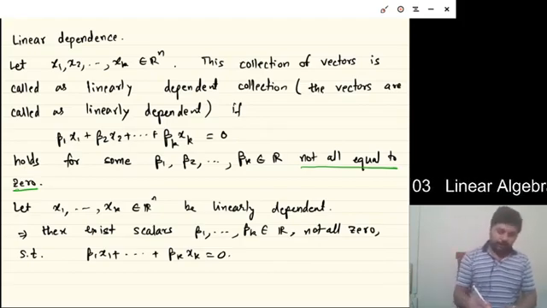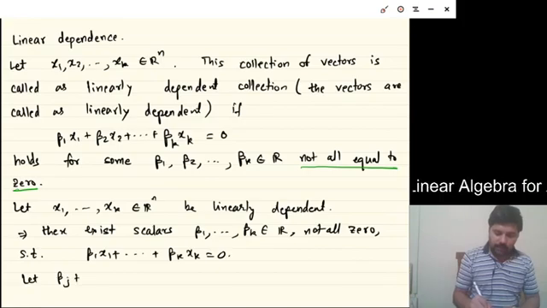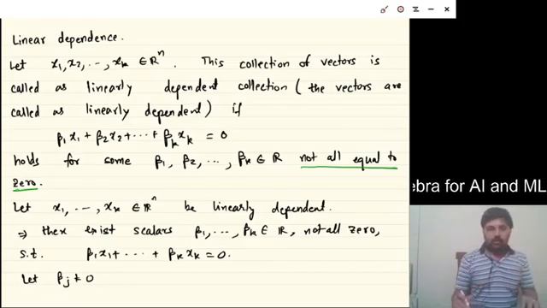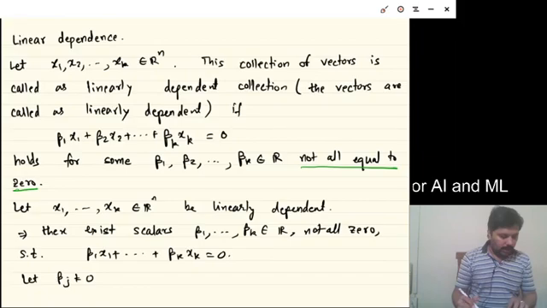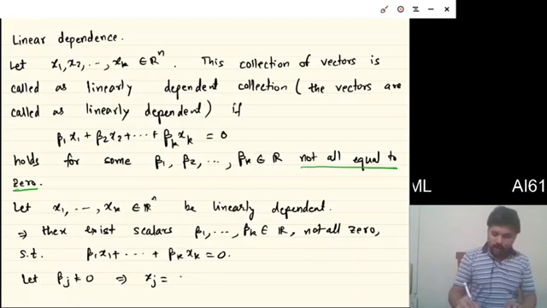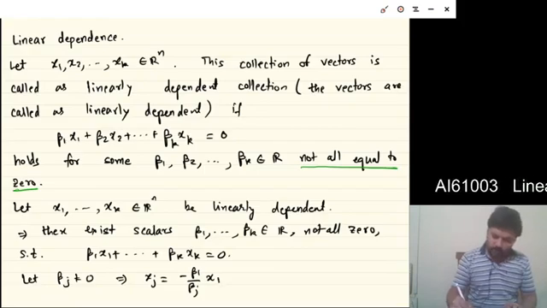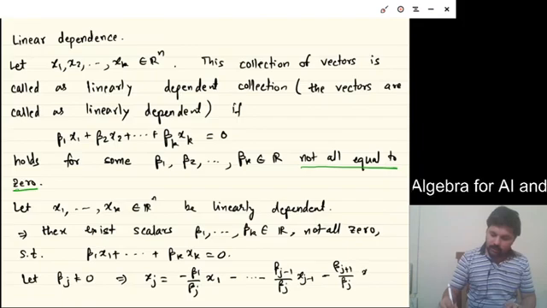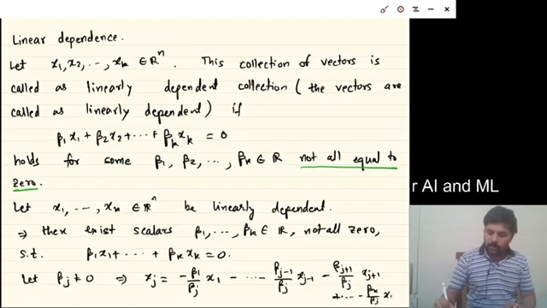So let us consider that beta j is not equal to 0. They are not all 0, so at least one of them is not equal to 0. So let us consider beta j, and then what does this mean? That means that I can write xj as minus beta 1 by beta j x1 minus so on and so forth, minus beta j minus 1 by beta j xj minus 1 minus beta j plus 1 by beta j xj plus 1 minus so on and so forth, beta k by beta j xk.